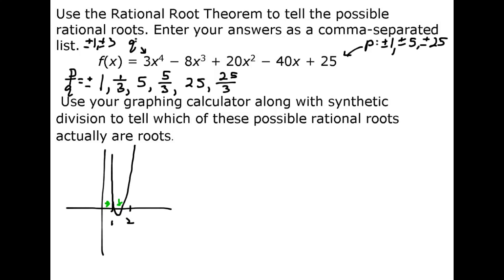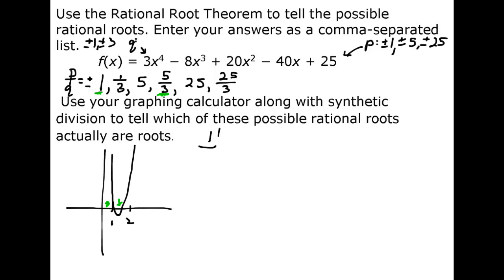So I look at my list. I'm going to try the 1. And now I need something between 1 and 2. So between 1 and 2 would be 5/3. So I'll go ahead and use those two numbers with synthetic division. If I get a 0 for the remainder, then I have found the 2 rational roots. So let's go ahead and try some synthetic division here.